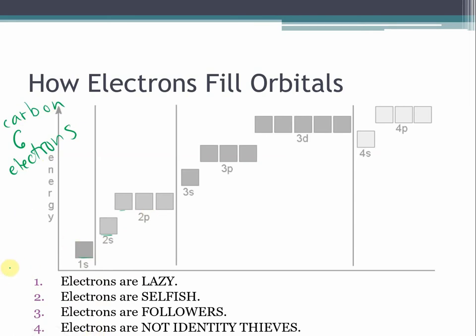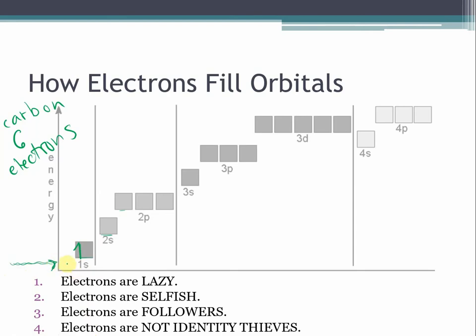So here comes my very first carbon electron. It's going to start at the lowest energy because electrons are lazy. And there's an open spot for it right here. Orbitals are like rooms. Here's an open room at the bottom of the stairs. This electron is not going to climb any stairs. It's just going to fill in right there. First electron is happy. And then here comes my second electron.